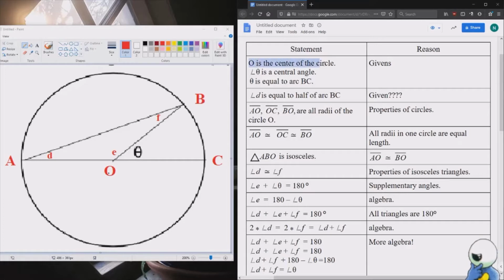We know O is the center of the circle. That was given to us. We know this is the central angle, as we've said. We know that it's equal to the arc BC. All that is given. What are we trying to prove? Well, we're trying to prove that D is equal to half that arc.